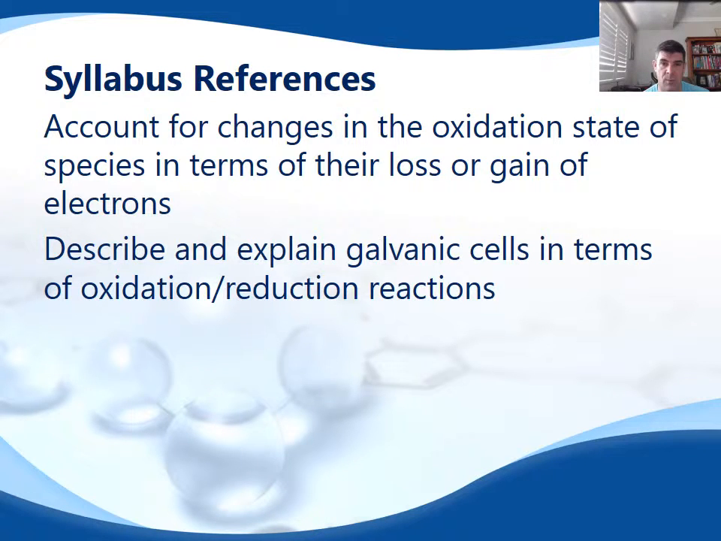The references that we're specifically looking at here relate to accounting for changes in the oxidation state, so that's a term we need to be familiar with, in terms of loss or gain of electrons, so we're looking at reduction or oxidation. And then we need to describe and explain galvanic cells in terms of oxidation reduction reactions. Now the second one we'll look at in a little bit more detail when we're actually setting these up in the classroom. But today we want to focus a little bit on oxidation state.